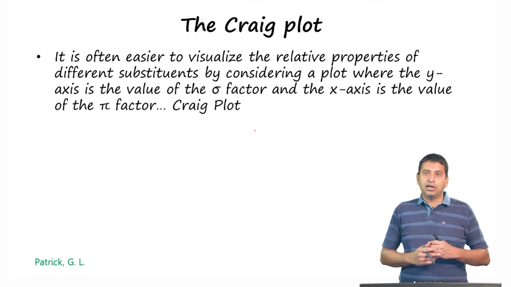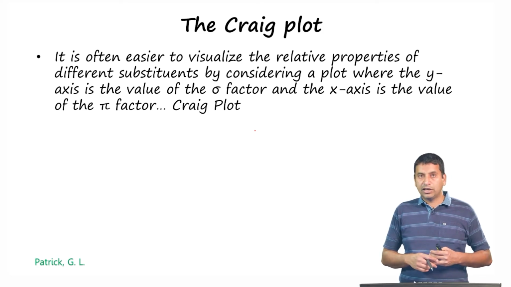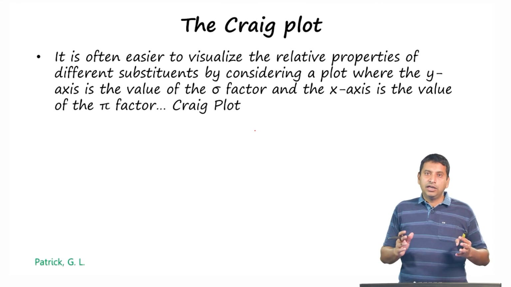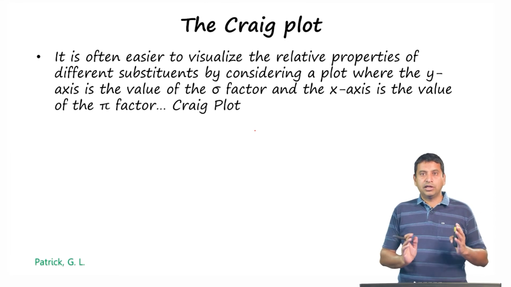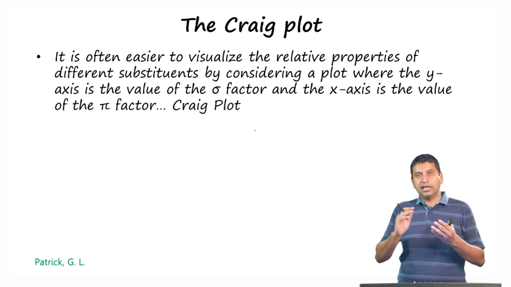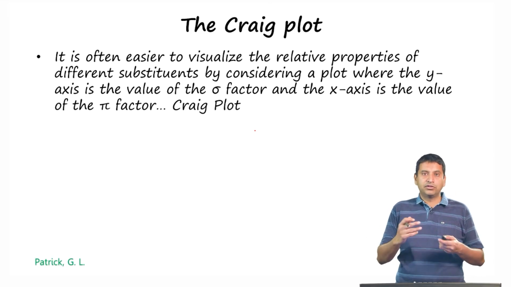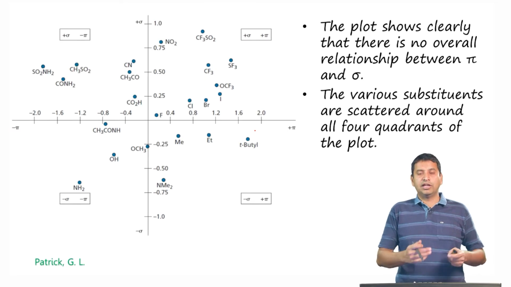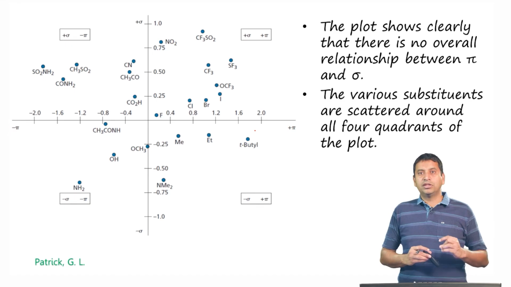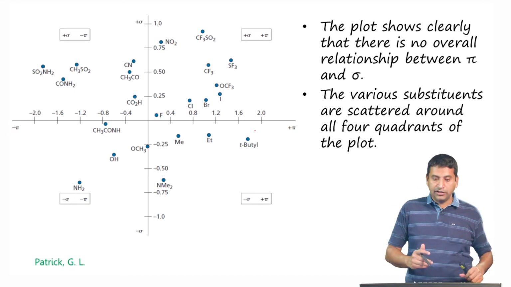Another way to analyze this data is to use what is known as the Craig plot. Here, it is often easy for us to visualize the relative properties of different substituents by considering a plot where the y-axis is the value of sigma and the x-axis is the value of pi. This is defined as the Craig plot. So, here is an example of a Craig plot. This plot clearly shows that there is no overall relationship between the two values, which are pi and sigma.